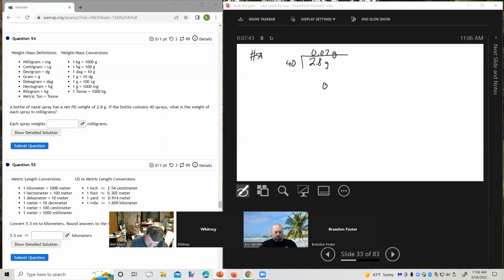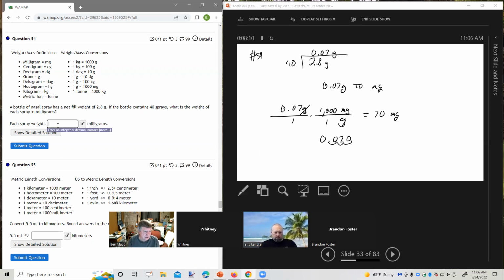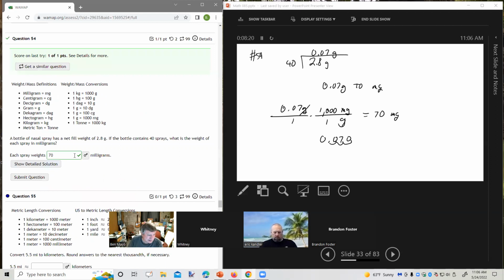So each one weighs 0.07 grams, and we want to convert that into milligrams, which we can do in one step. 1 gram is 1,000 milligrams. Multiplying by 1,000, you'd move the decimal point 1, 2, 3 places to the right. So 70 milligrams. I hope you're seeing that working in the metric system is much easier than working in the American system. It's just that we're not used to it.